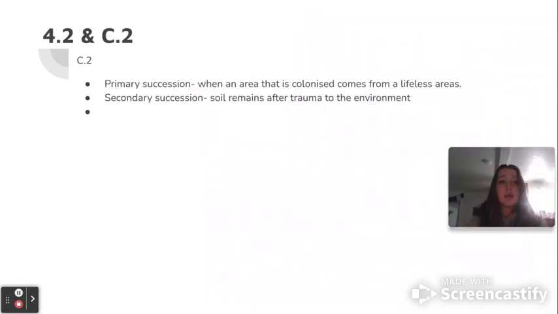And this is going to talk about primary succession and secondary succession. Primary is when an area is colonized, coming from a lifeless area. A secondary succession is where soil remains after trauma to the environment. Secondary, think wildfire.